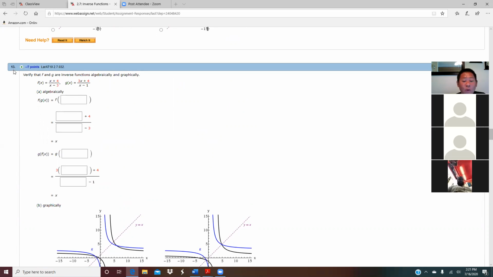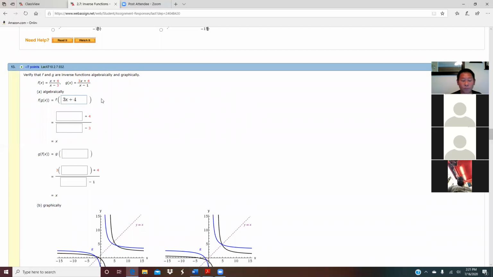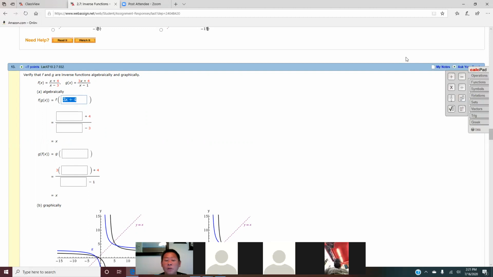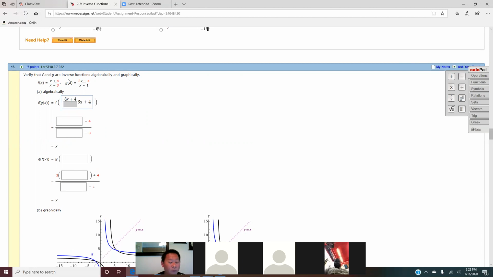You have to find set question 13. (f∘g)(x) is f(g(x)). So this wants you to put in this g(x). So you just need to copy this and paste it. Nope, doesn't work that way. I'm going to do division here. So (3x plus 4) over (x minus 1). So this is what you have to type in here.